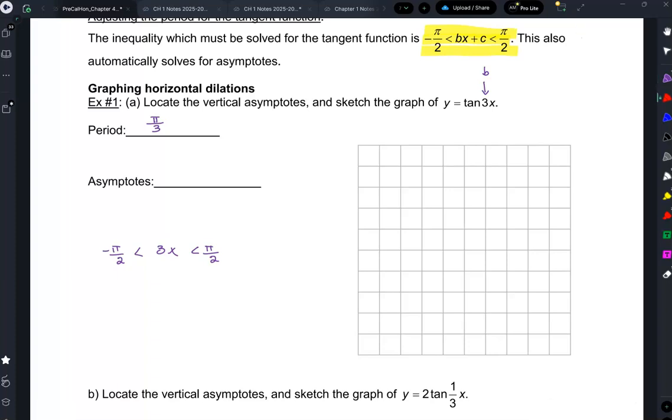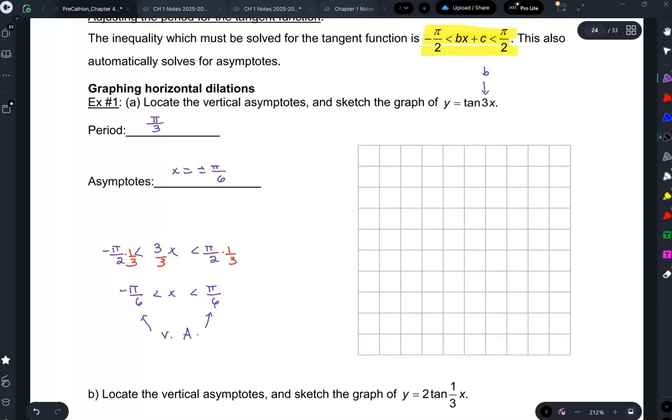We can't include the endpoints, because it's undefined there. So we divide by 3, one over 3, and get negative pi over 6 to pi over 6. Yeah, everybody's saying my 3's look like X's or 8's. So now, look, this is the graphing region, just like before. And this also doubles as the vertical asymptotes. So see how we found it all in one shot. The vertical asymptotes are plus or minus pi over 6. Okay, let's graph this thing.